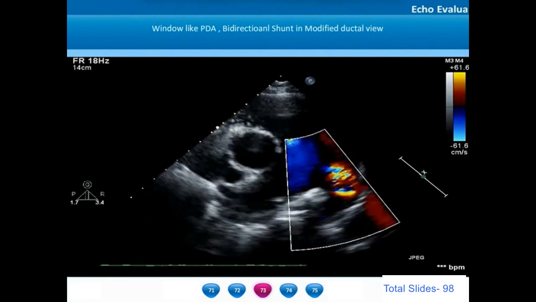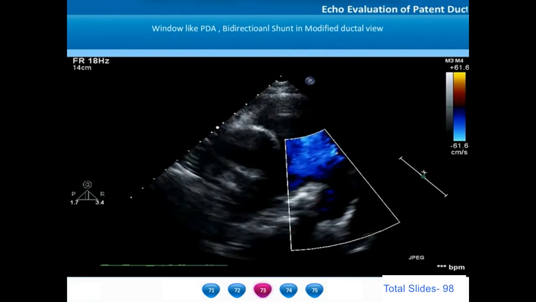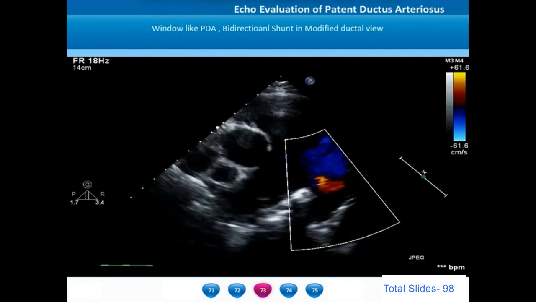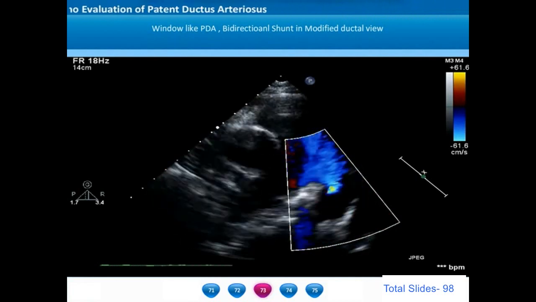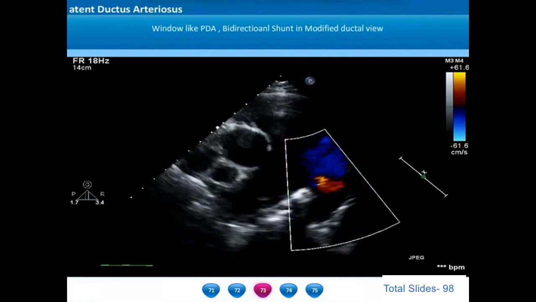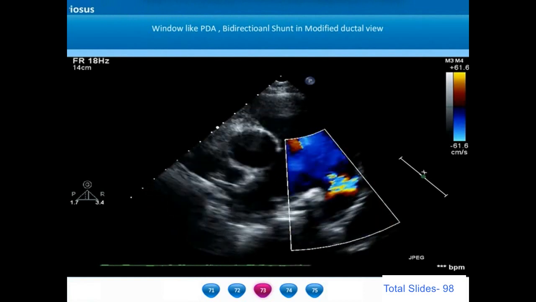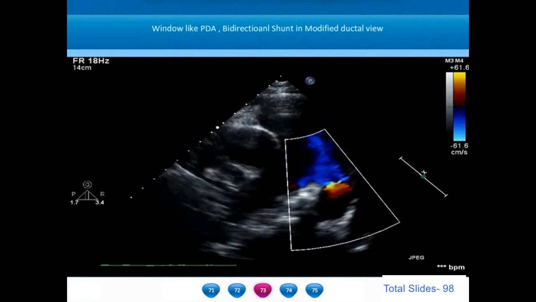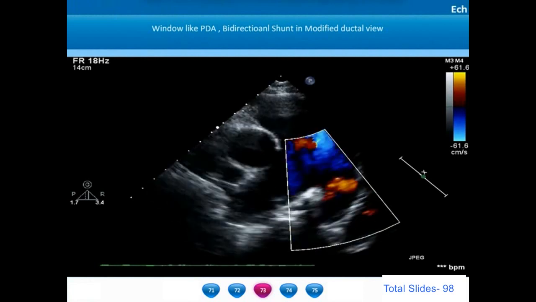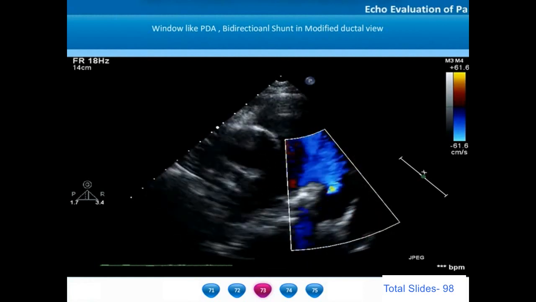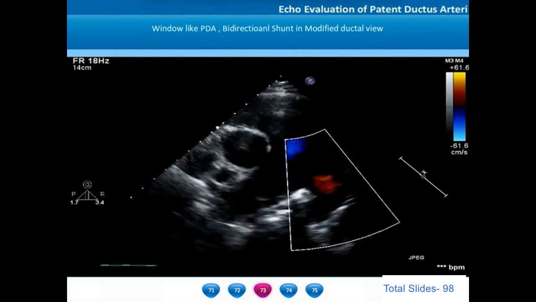In this ductal view of a patient with a large window-like ductus, we can notice the descending thoracic aorta, the main pulmonary artery, and there is a very large ductus with a bidirectional flow. We are not able to appreciate a length for this ductus arteriosus at all. This is a window-like PDA.